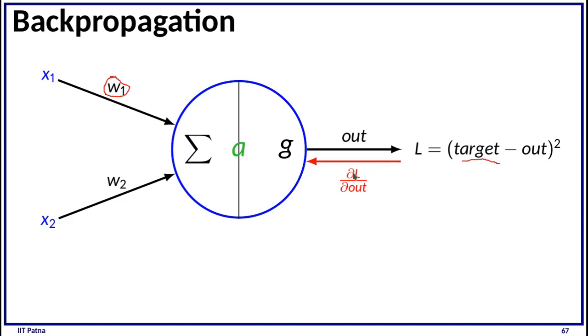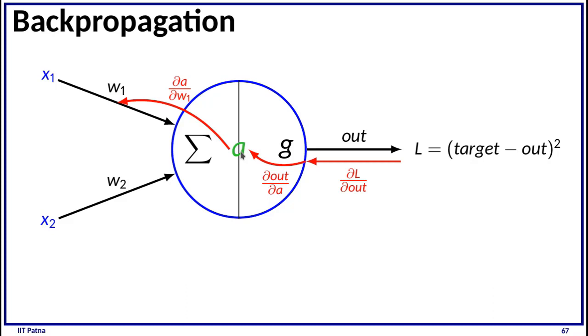And once we have this derivative, we can determine how this out is varying with respect to the pre-activation output. So this derivative of out with respect to A is nothing but G prime. So this is how these two are related.